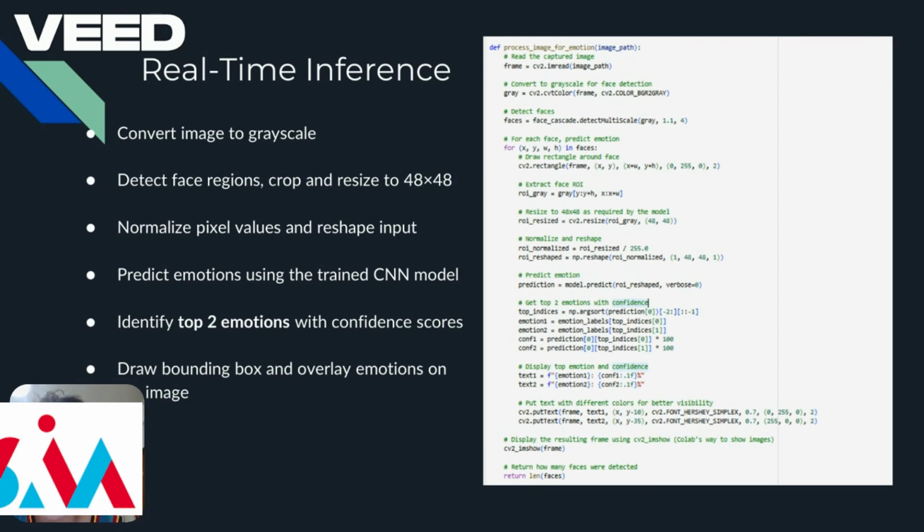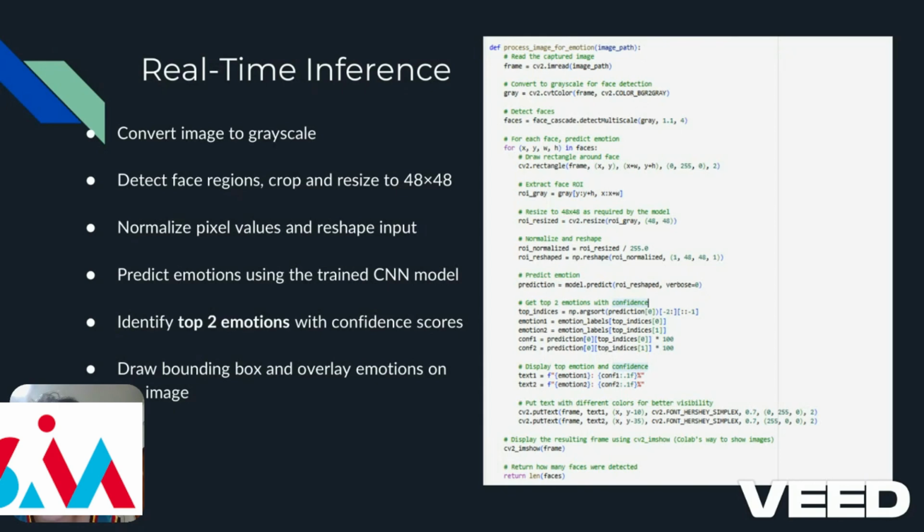This function will load and convert the captured image to grayscale, and it will then detect the face. It will normalize and resize the image to 48 by 48 as required by the model. Once the normalization and resizing is complete, it will then predict the emotions using the trained CNN model, whereby it will display the bounding boxes around the face and show the results of the top two emotions with confidence percentage. An example of the output will be shown later on in the slides.